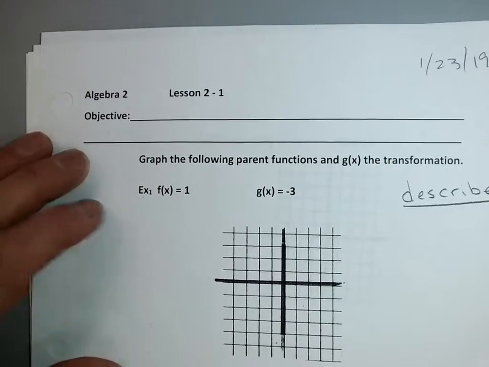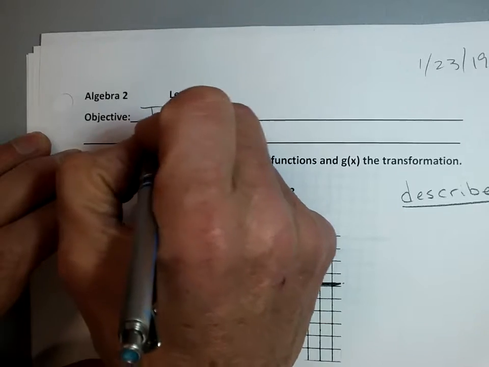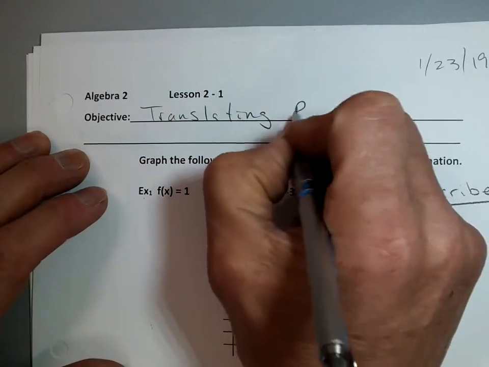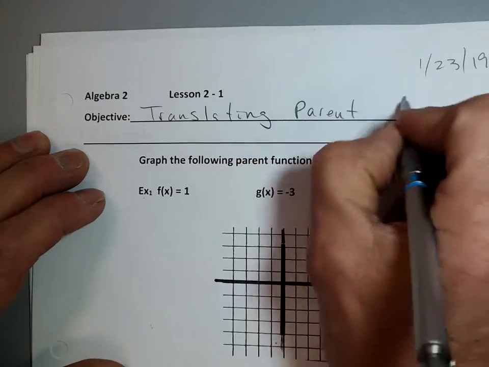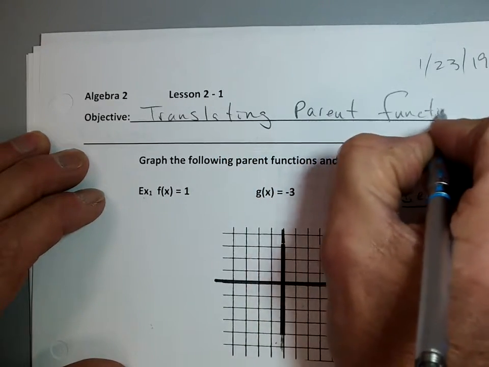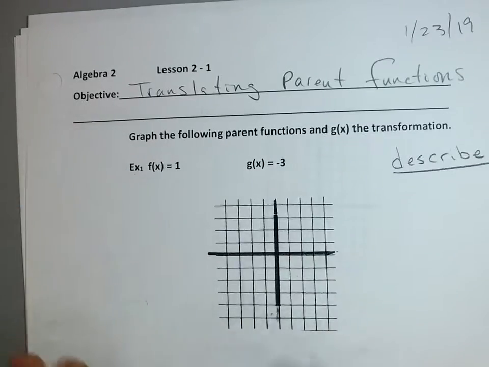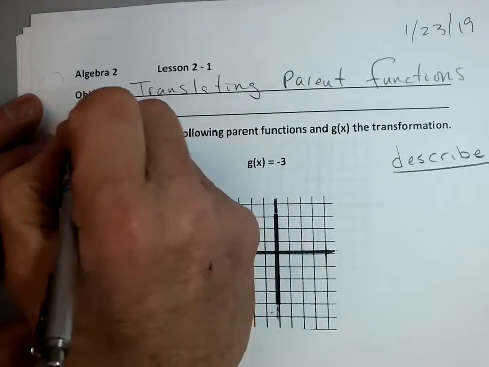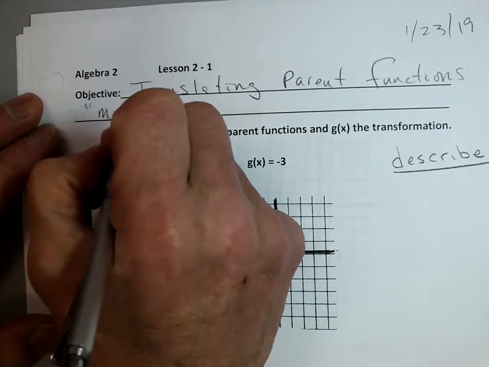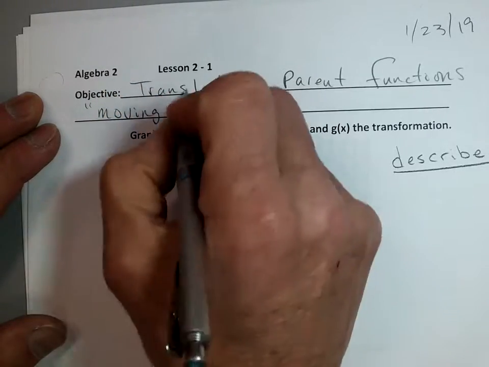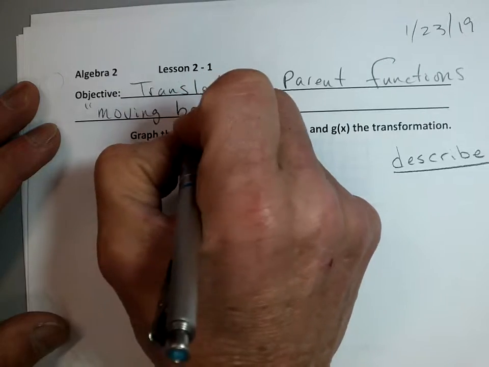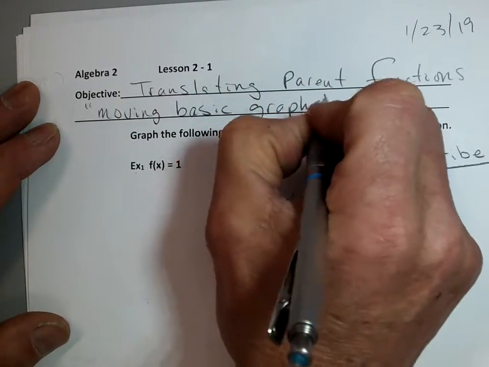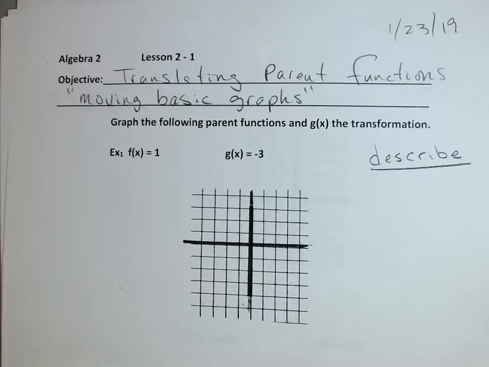We are going to be translating parent functions. Okay, what does that mean in English? Translating parent functions. What does that mean in English? It means this. We're going to be moving our basic graphs. So when I say parent function, I'm talking about, like the regular x squared.